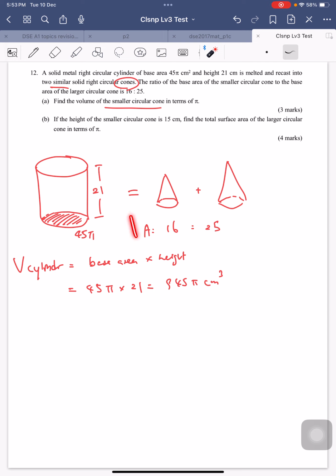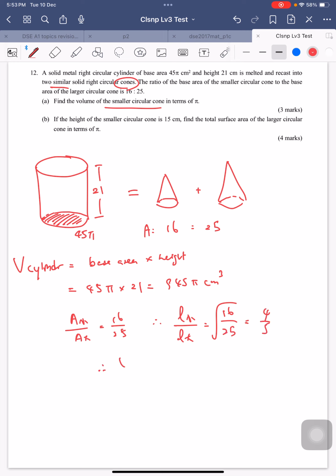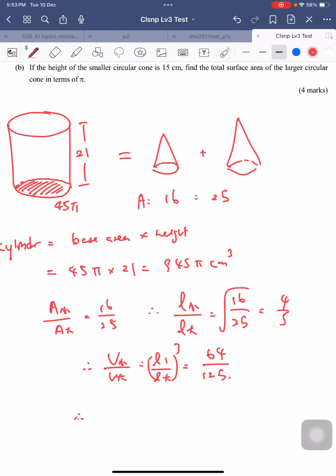As they are equal, now we have the area ratio: A small divided by A big is equal to 16 over 25. So the length ratio, like the radius or the height, is equal to the square root of 16 over 25, giving you 4 over 5. So the volume ratio is equal to the length ratio to the power of 3, giving you 64 over 125. So V small is equal to 64 over 125 V big.